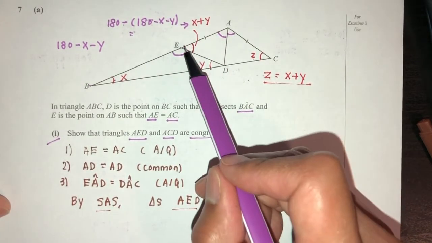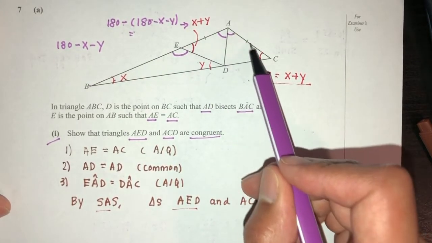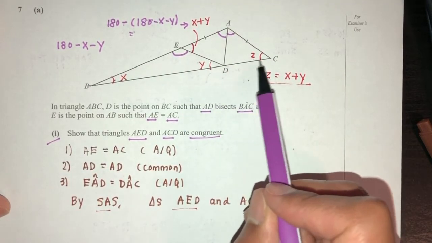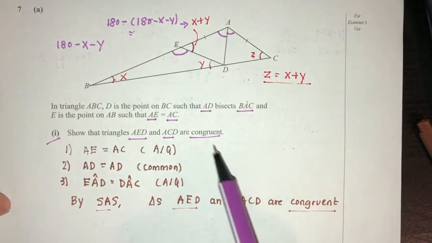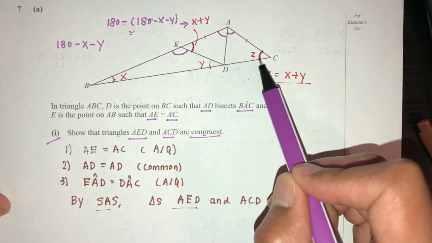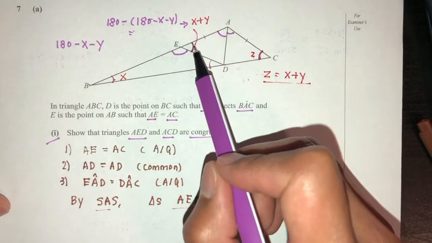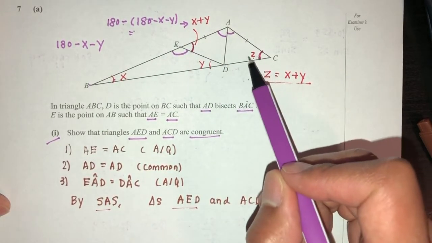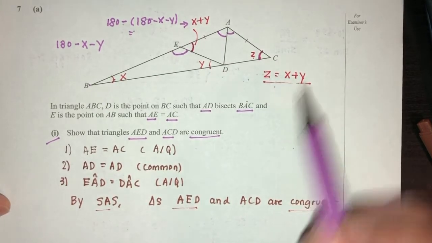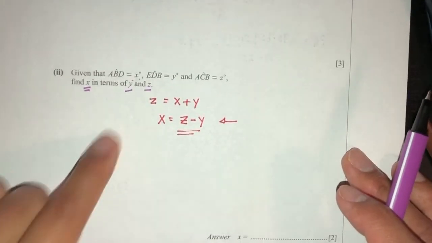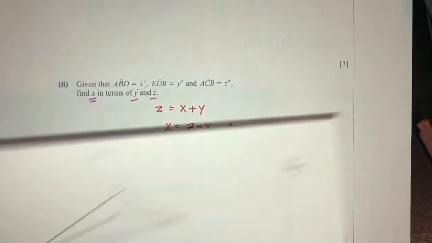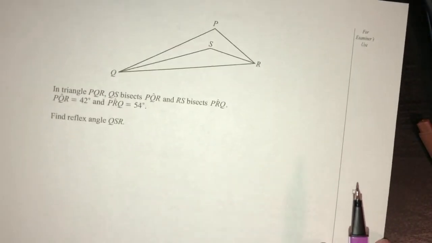Now, since this side and this side are the same, and we know that this side and this side are the same because they are congruent, this angle has to be equal to this angle. So this is x plus y. So z is equal to x plus y. So x is equal to z minus y. That will be your question part 2 of 7a. Now let's move on to part B.